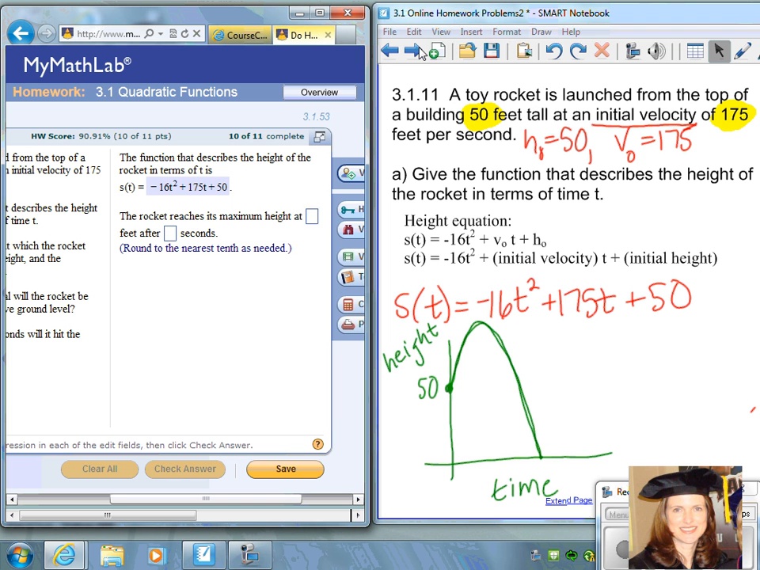Now part B is asking us about the maximum height. The rocket reaches its maximum height at blank feet after blank seconds. Well, imagine, if you have an idea of what this graph looks like, this goes up and it comes back down. That maximum height is going to be where the vertex of the parabola is. That's key in solving part B.